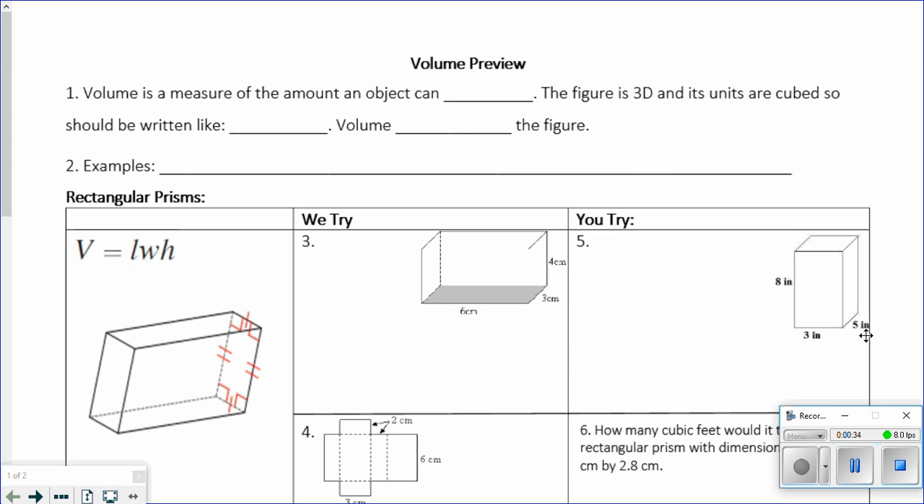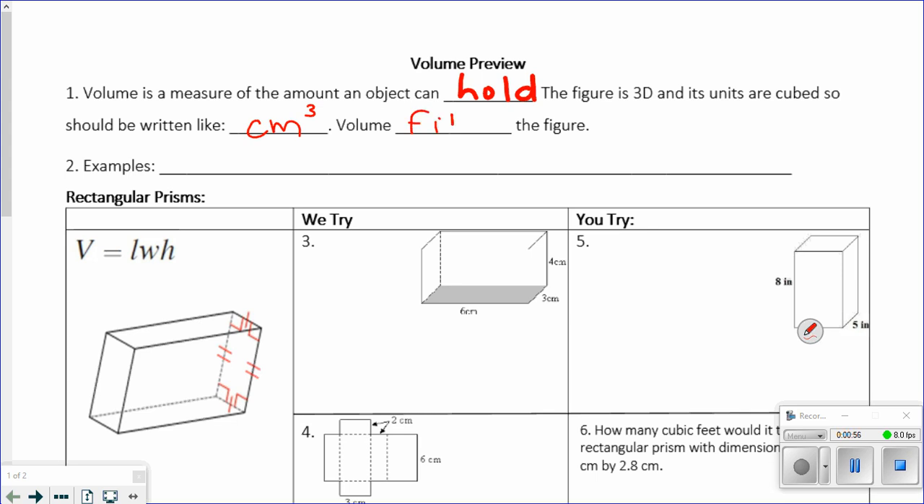Volume. Volume is a measure of the amount an object can hold. Okay, the figure is 3D. Think a box or a soup can or a soda can. And the units are cubed. So if it's centimeters, we've got to have a little 3 behind it. Just like area is squared, volume is cubed.